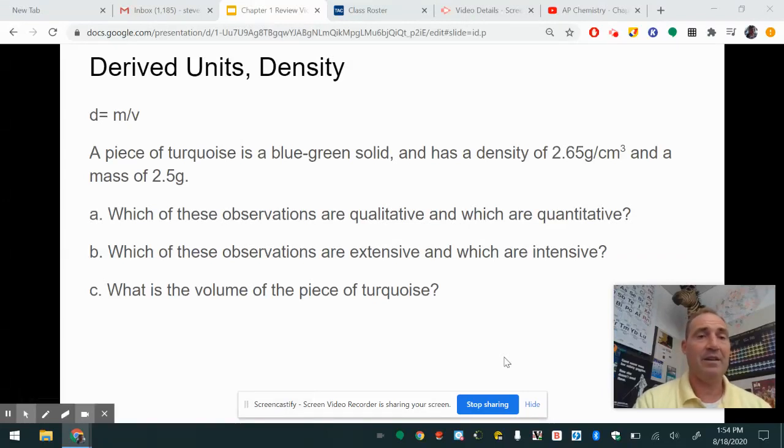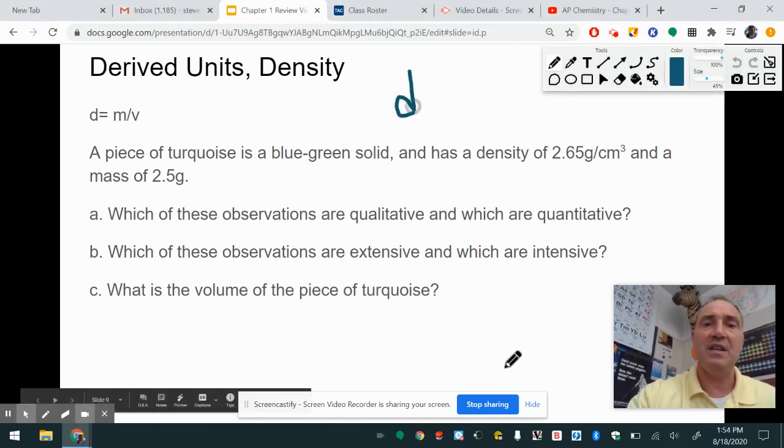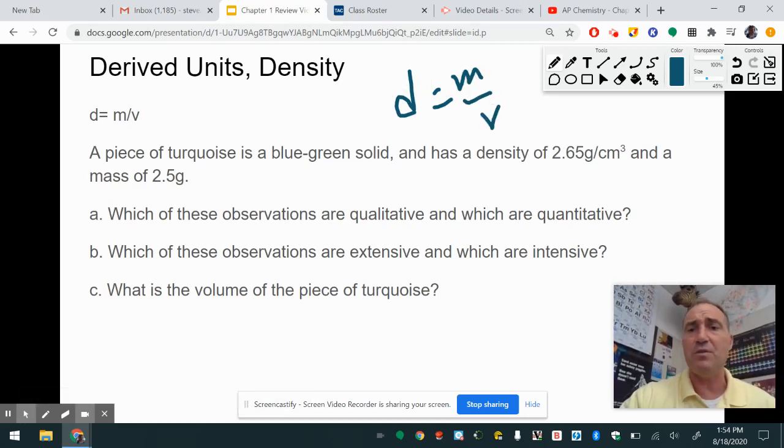Okay, we're back, and I'm going to wrap up chapter one with a dynamic description of density and derived units. All right, so you probably remember density. Density is basically how much matter you have for how much space you take up. And when you're dealing with density, just know that it is going to be D equals M over V. And also, sometimes we use density as a conversion factor. So like 2.65 grams is equal to 1 cubic centimeter.